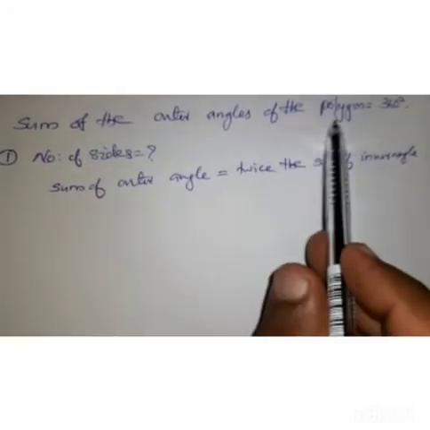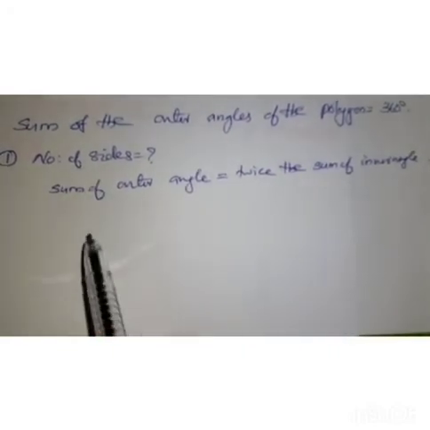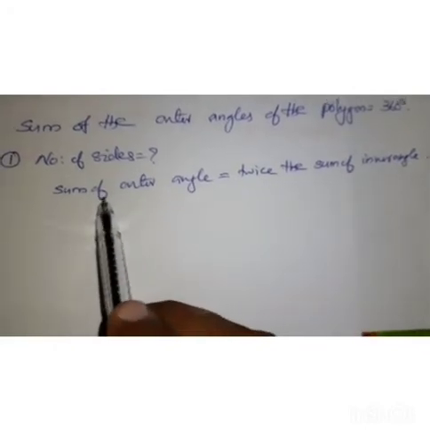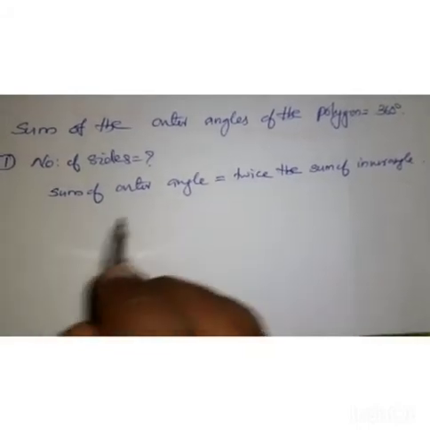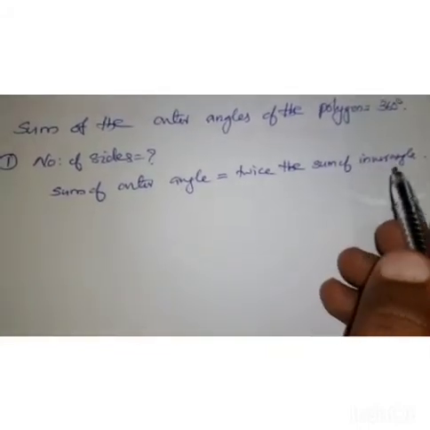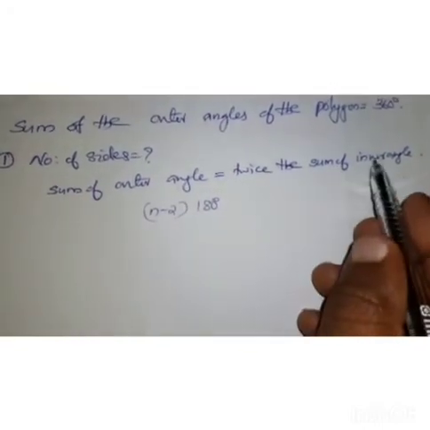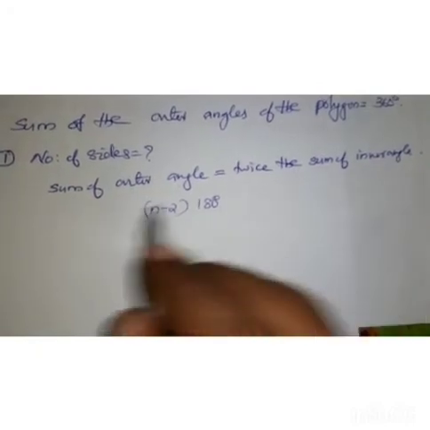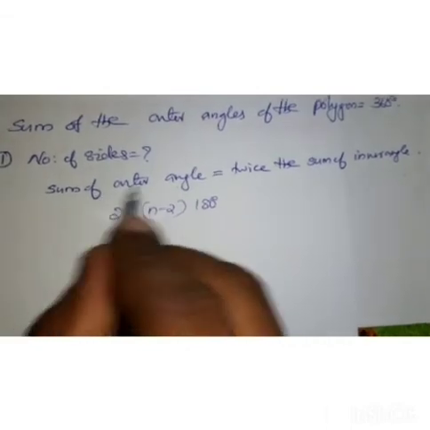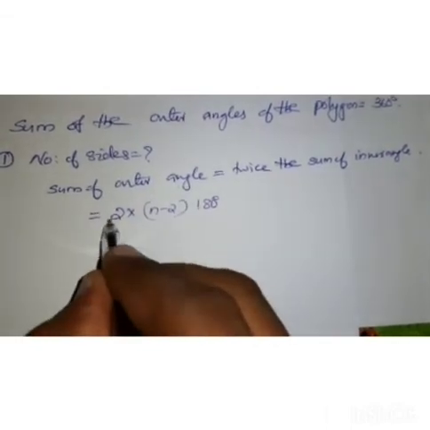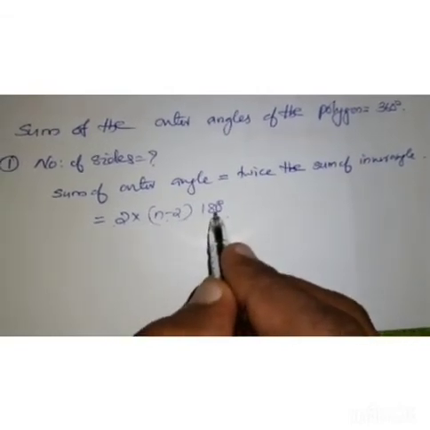So sum of outer angle is 360. For all polygons it is 360. Then the first question, number of sides you have to find out. It is given in the question, sum of outer angle is twice the sum of inner angle. So what is the sum of inner angles? N minus 2 into 180. Sum of outer angle is equal to 2 times the sum of inner angle.